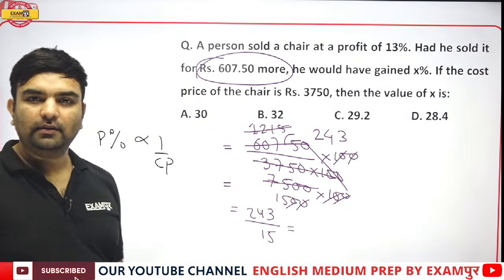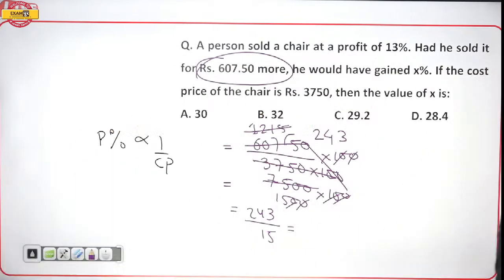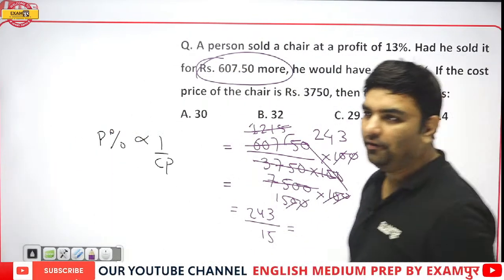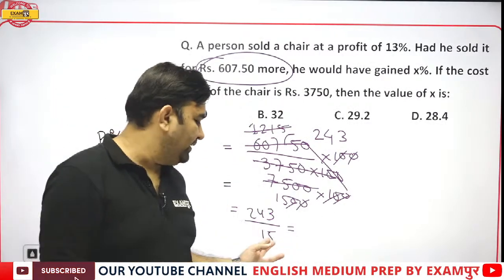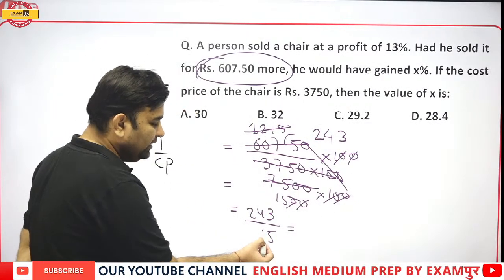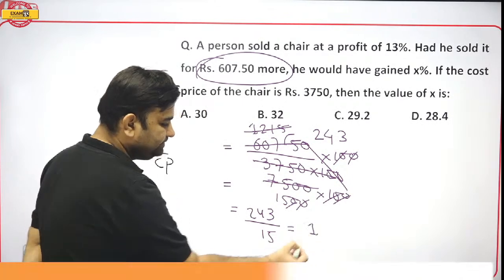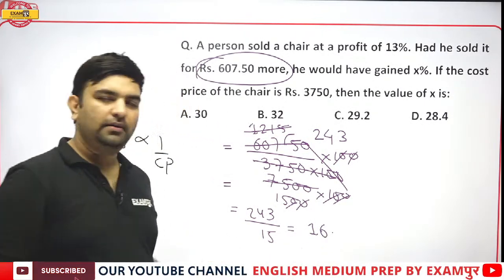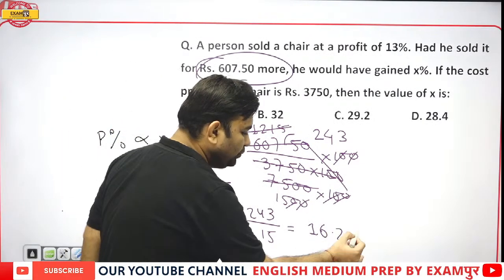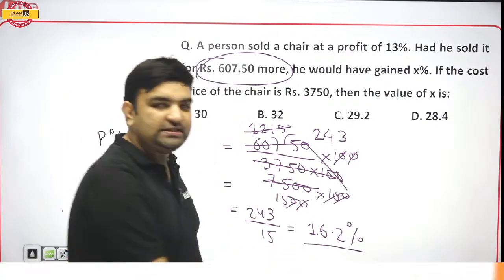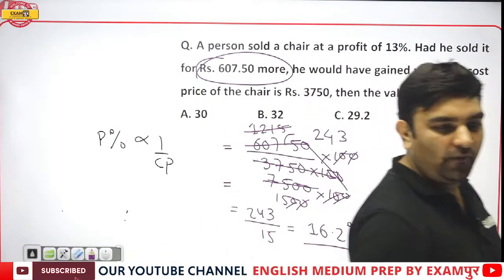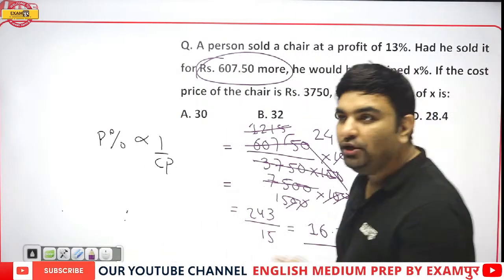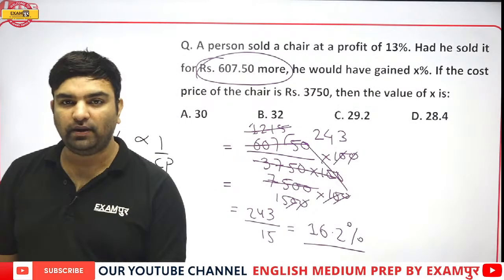To calculate the percentage profit, I should have multiplied it by 100 as well. So if I multiply it by 100, then 15 1 is 15, after it 93, 15 6 is 90, then 30. 16.2% extra profit.